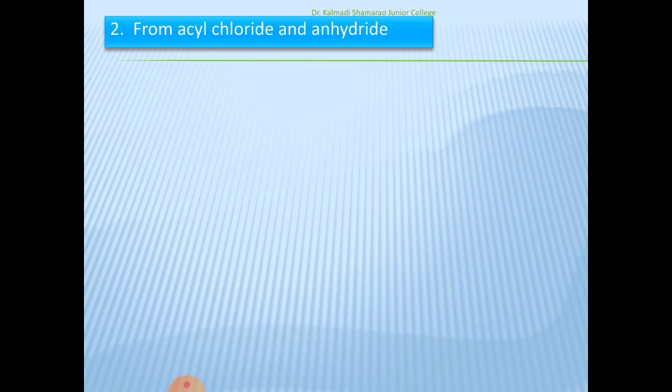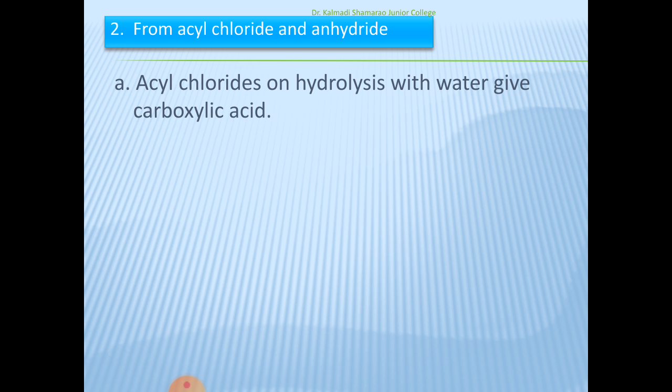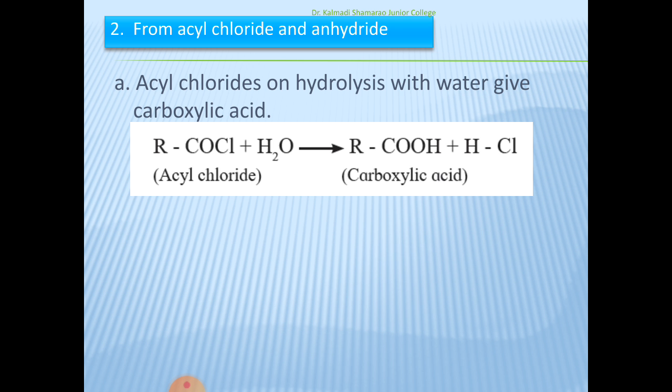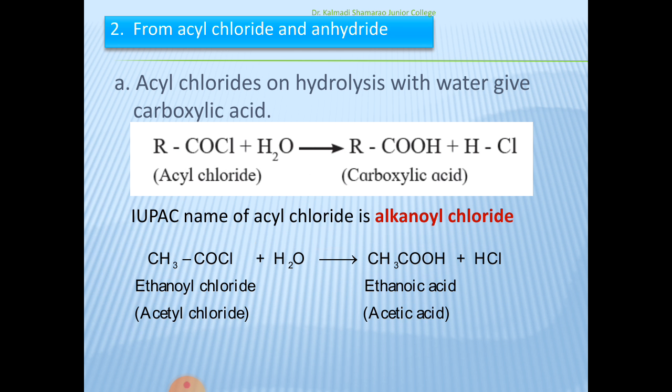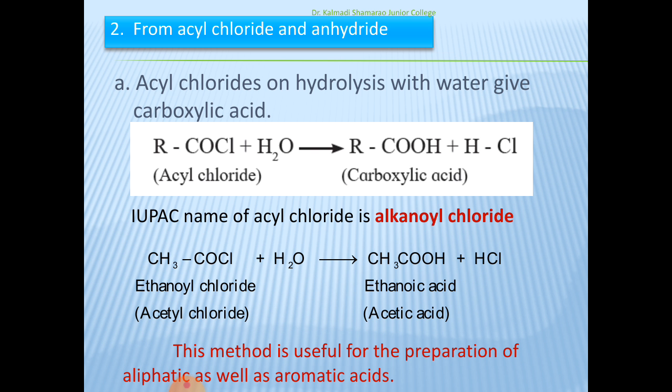Second, from acyl chloride and anhydrides. Acyl chlorides on hydrolysis with water give carboxylic acid. Reaction: RCOCl plus H2O gets converted into RCOOH plus HCl. IUPAC name of acyl chloride is alkanoyl chloride. Reaction: CH3COCl, ethanoyl chloride, plus H2O gets converted into CH3COOH, ethanoic acid, plus HCl.